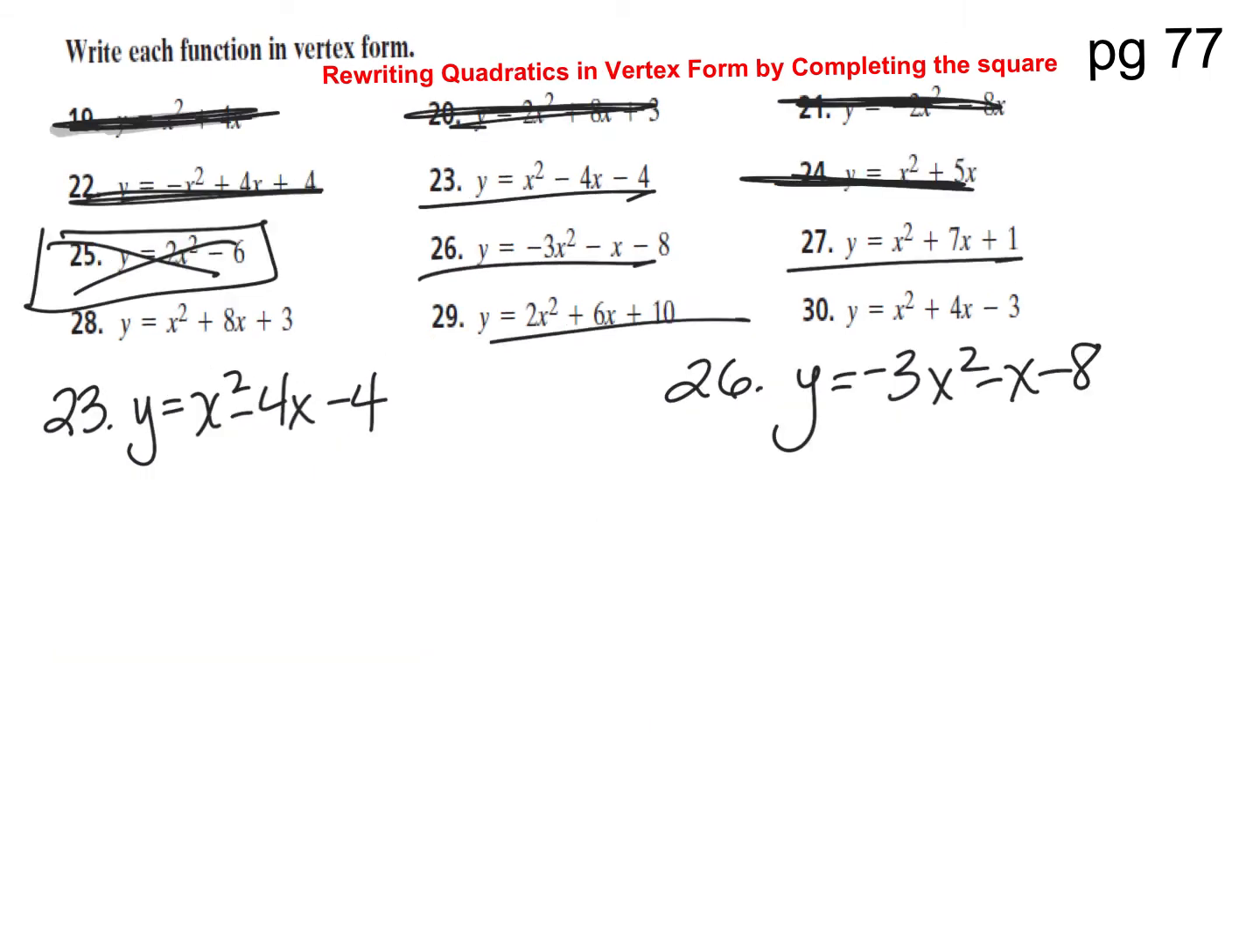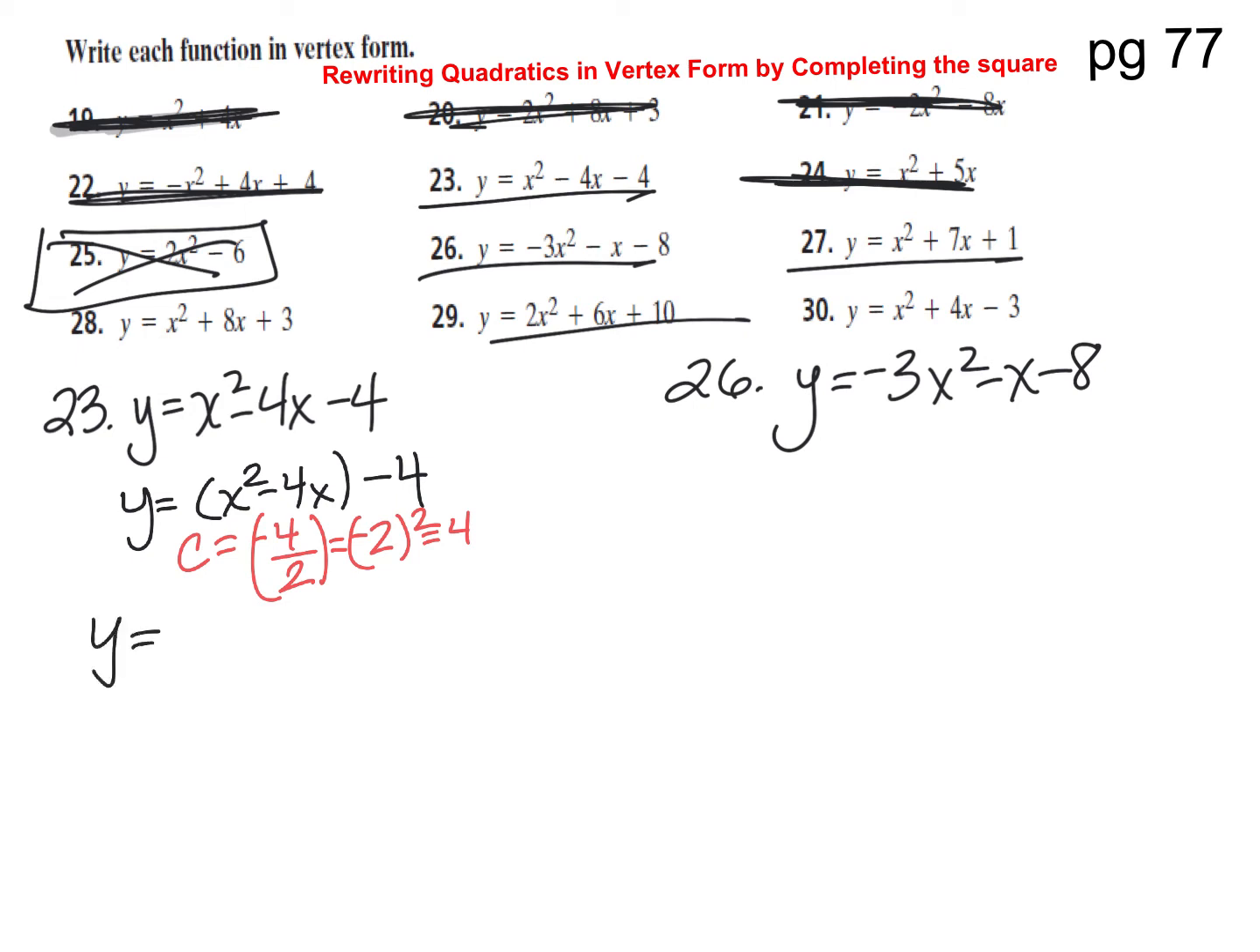Moving on with number 23, we are going to group the quadratic and linear term together. We're going to find that new constant c that would make this a perfect square trinomial. Take your b value or your linear coefficient, divide by 2. That gives me -2 squared. That gives me 4. I'm going to add 4 inside of the parentheses.